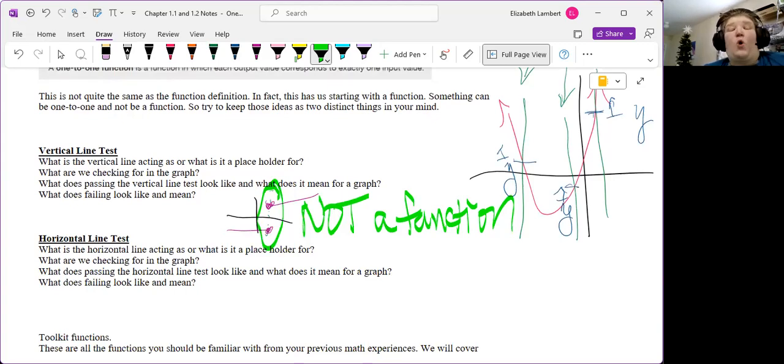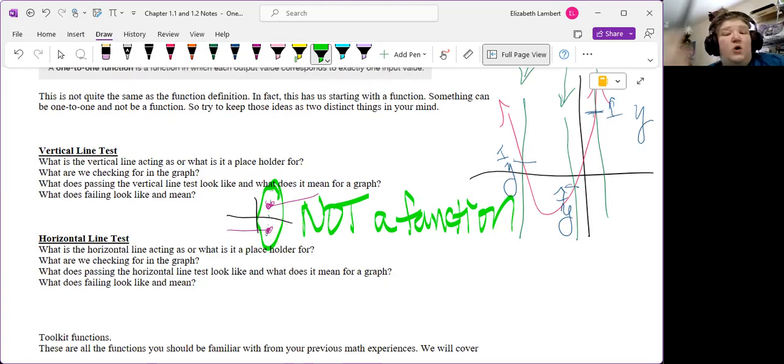Okay, now horizontal line test. The horizontal line test is testing if something is one-to-one. It does not test for functions. You have to do the vertical line test first to see if it's a function. Once it's a function, we'll often ask, is it one-to-one? Does it pass the horizontal line test?